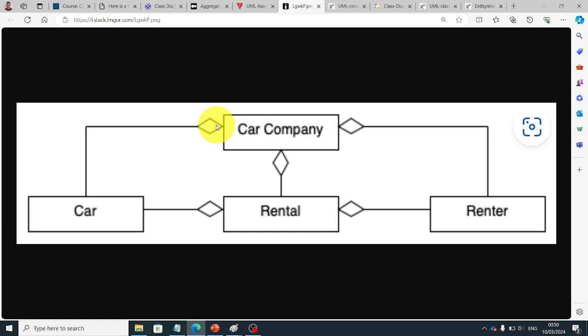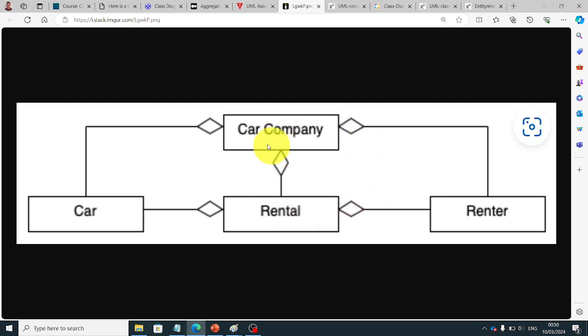You can see that even right there. It's associated with the car company. It has a car company. The car company has a car, and a car company has a bunch of renters. It doesn't own those renters. The renter doesn't own the car. The rental doesn't own the renter. Just like the teacher-student relationship.